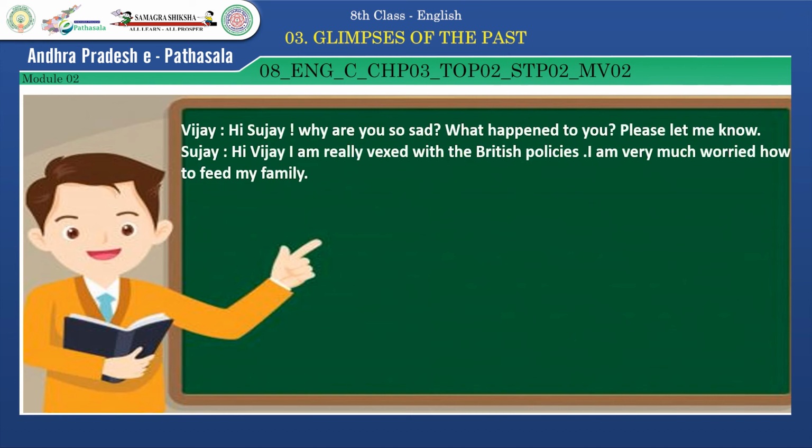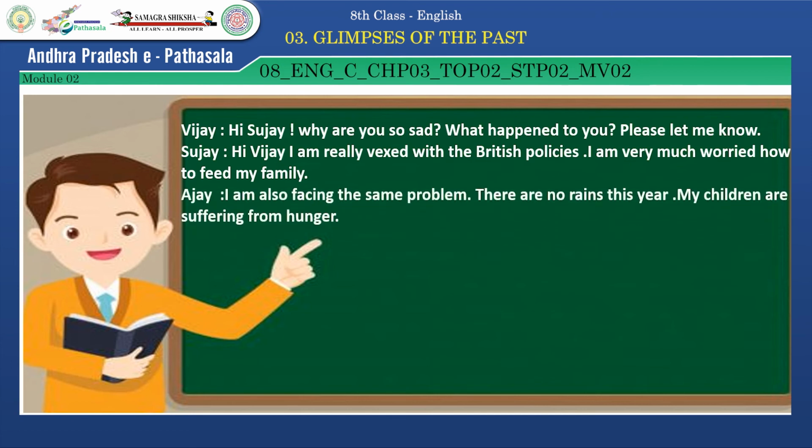Vijay: Hi Sujay. Why are you so sad? What happened to you? Please let me know. Sujay: Hi Vijay. I'm really vexed with the British policies. I am very much worried how to feed my family. Ajay: I'm also facing the same problem. There are no rains this year. My children are suffering from hunger.